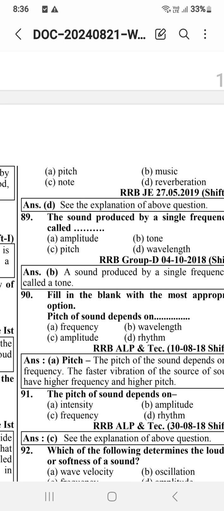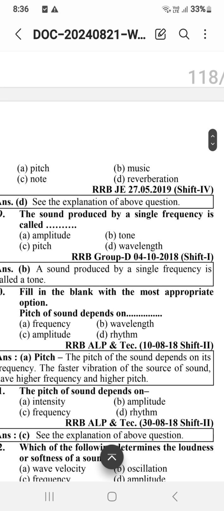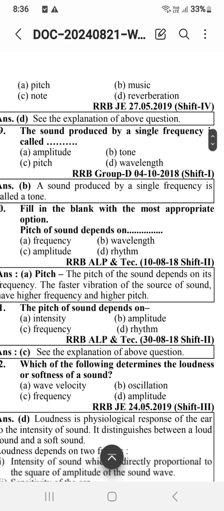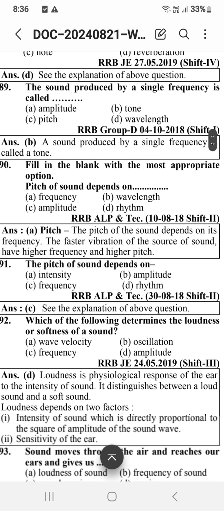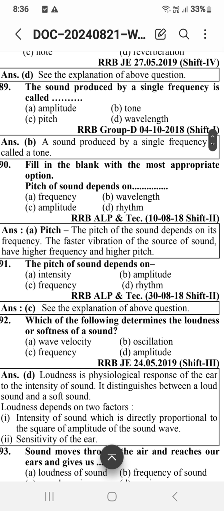Fill in the blanks with the most appropriate options. Pitch of the sound depends on frequency. Pitch of sound depends upon frequency. Which of the following determines the loudness or softness of the sound? Amplitude.